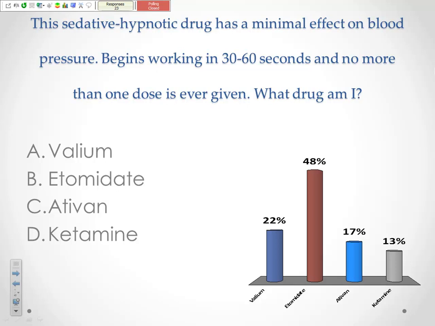We like to give this in the emergency room for conscious sedation. For someone who has a shoulder out of place, they'll give this Etomidate to them and it will knock them right out. And they can throw that shoulder back into place. And within 5-10 minutes, they're awake. Ready to go.